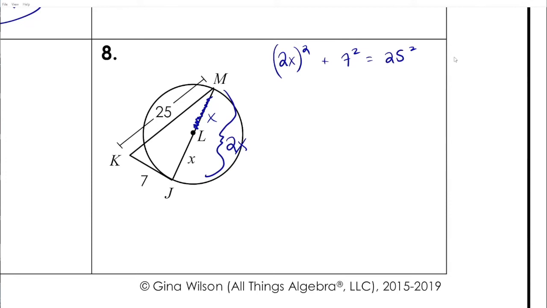(2x) squared is 4x squared plus 49 equals 625. So remember, power to a power applies to everybody. So when we're raising that power, we're not just applying the power to the variable. The power has to go to the constant too. Okay, subtract 49, the constant.